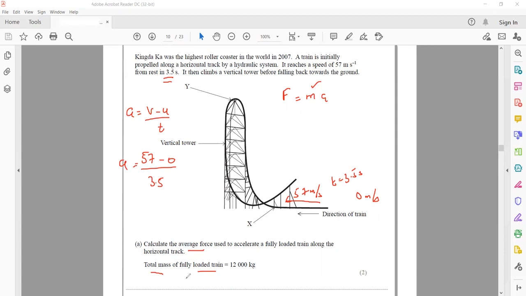So this will give us the acceleration of this train. Using the acceleration, it is 57 divided by 3.5. That's equal to 16.28 meter per second square, and we have F is equal to ma. So mass is 12,000 multiplied by 16.28. So we'll get the force, which is 2 into 10 to the power 5 Newton.